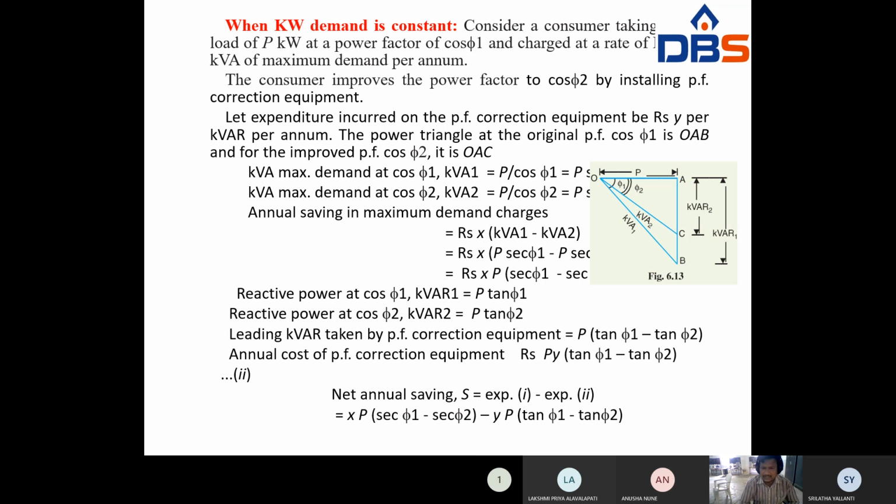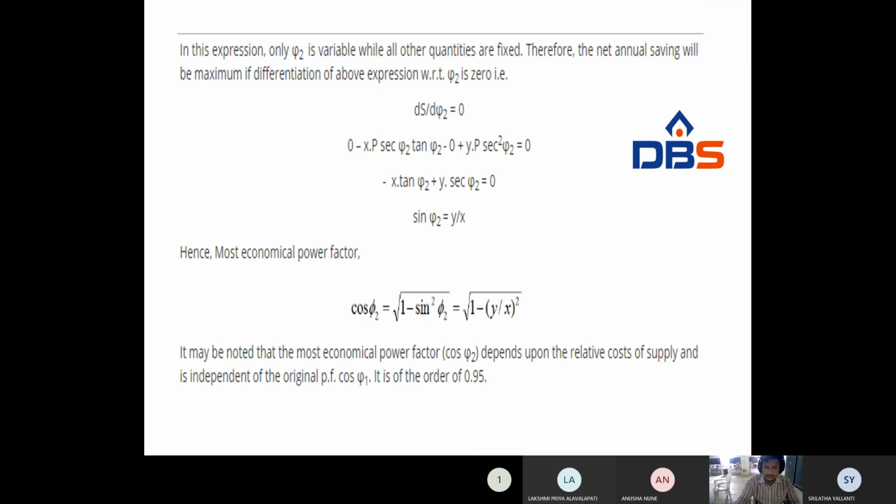So reactive power at cos phi 1, that is kVAR 1, is equal to P tan phi 1, and kVAR 2 is equal to P tan phi 2. Therefore, the total leading kVAR taken by the power factor correction equipment is P into tan phi 1 minus tan phi 2. For annual calculation, y P into tan phi 1 minus tan phi 2. Now net saving is equal to x P into secant phi 1 minus secant phi 2 minus y P into tan phi 1 minus tan phi 2.